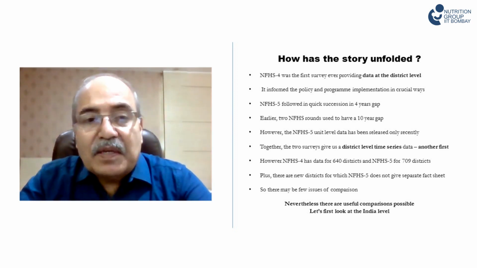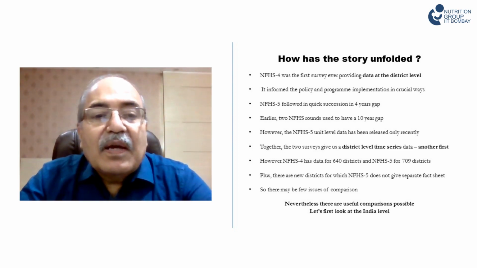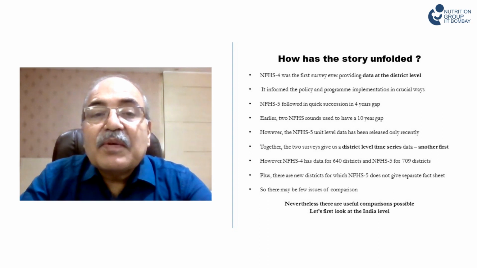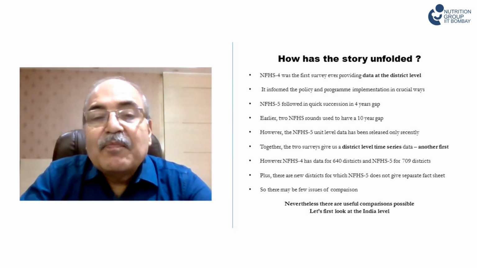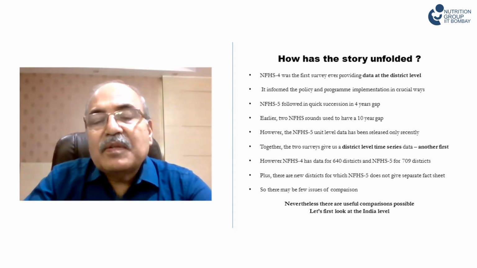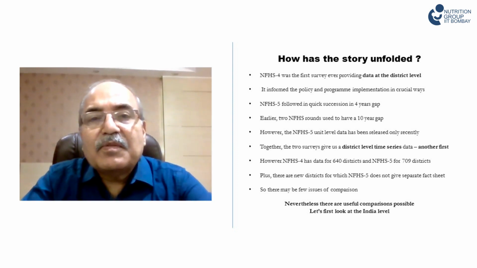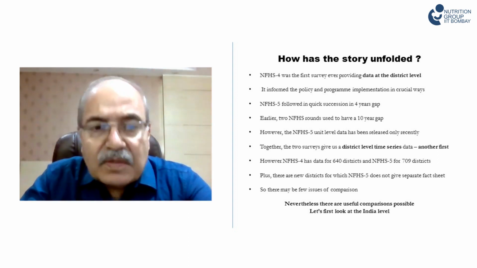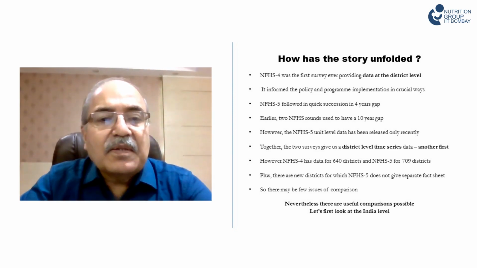The second interesting thing, just as NFHS 4 was the first ever data at the district level, together NFHS 4 and NFHS 5 give us a district level time series data. Now this is another first. It's a time series data. People can say that IHDS does the same thing, but the IHDS's remit is much different. NFHS 4 and NFHS 5 is a much more detailed data. So this is the first time that we will get good district level panel data. IHDS doesn't give us data at the district level.